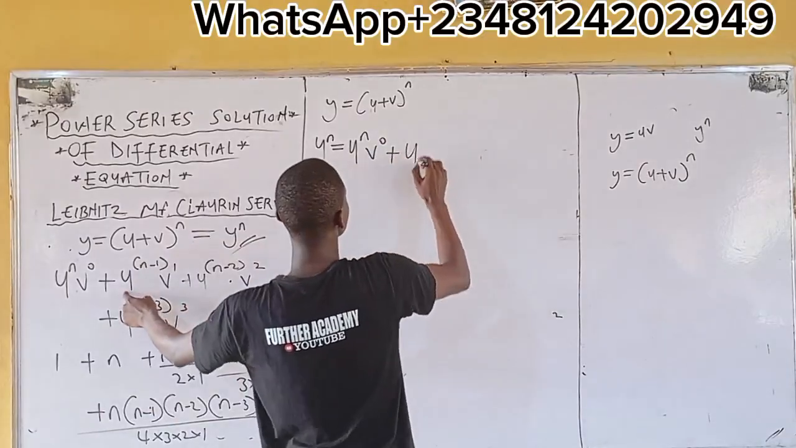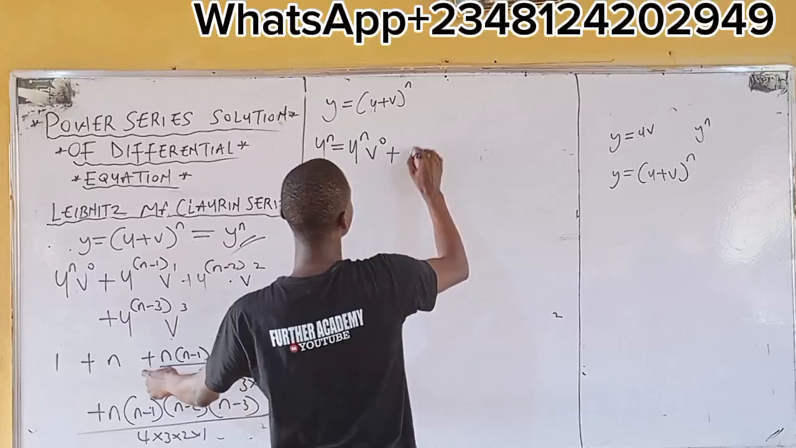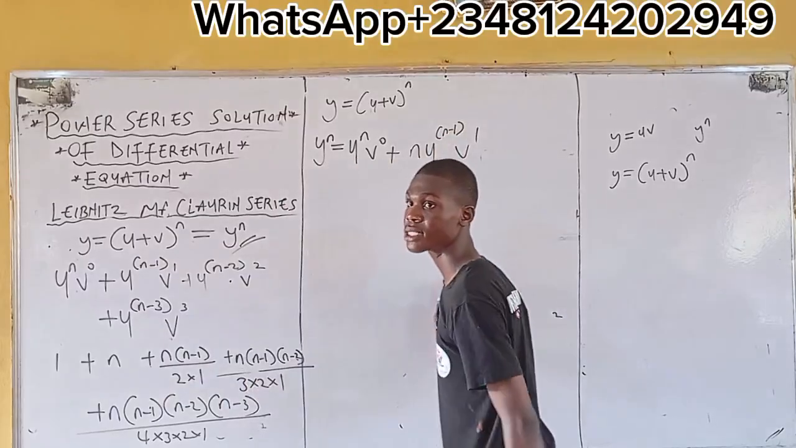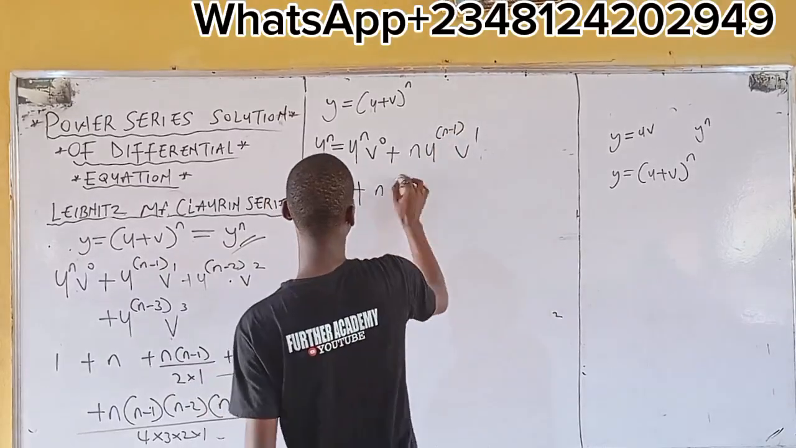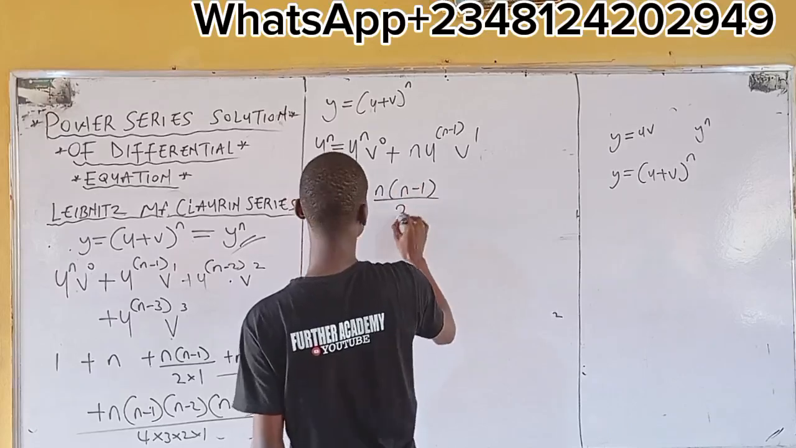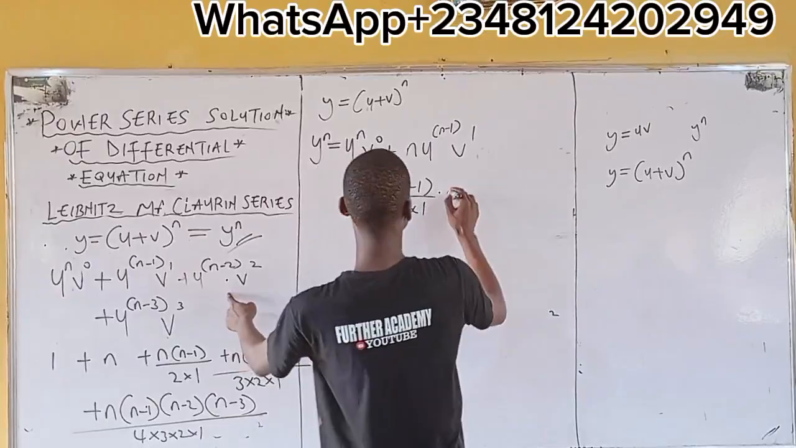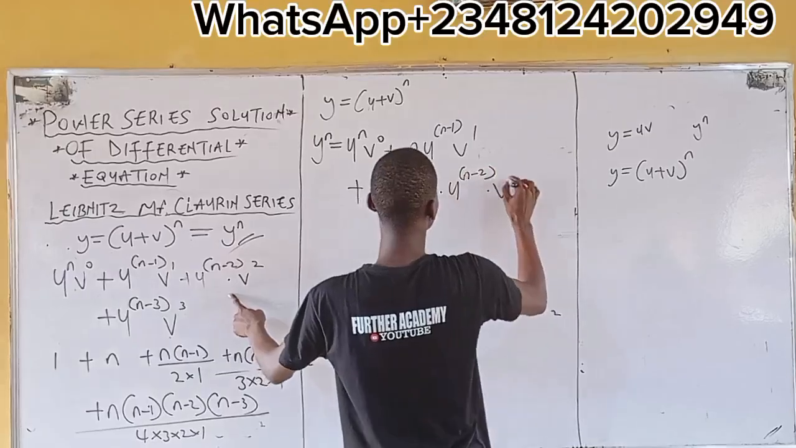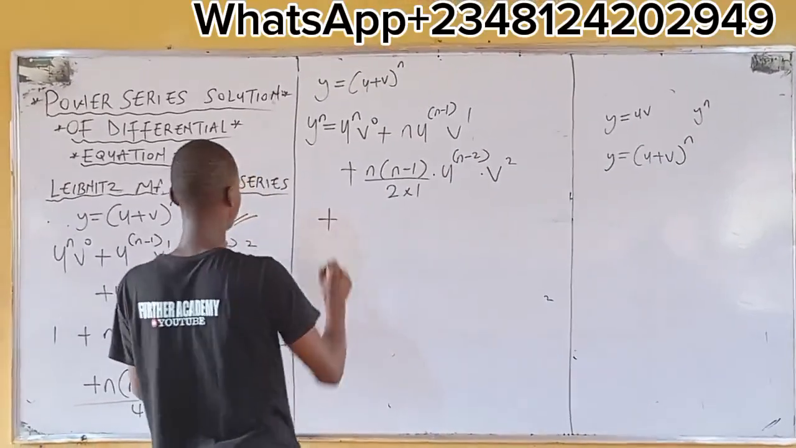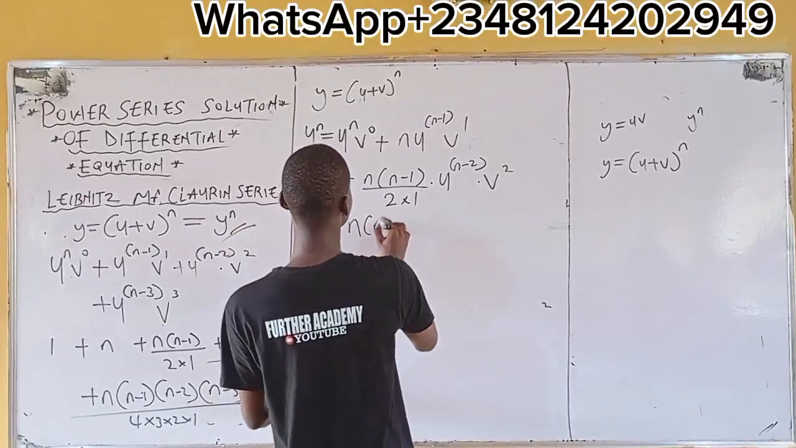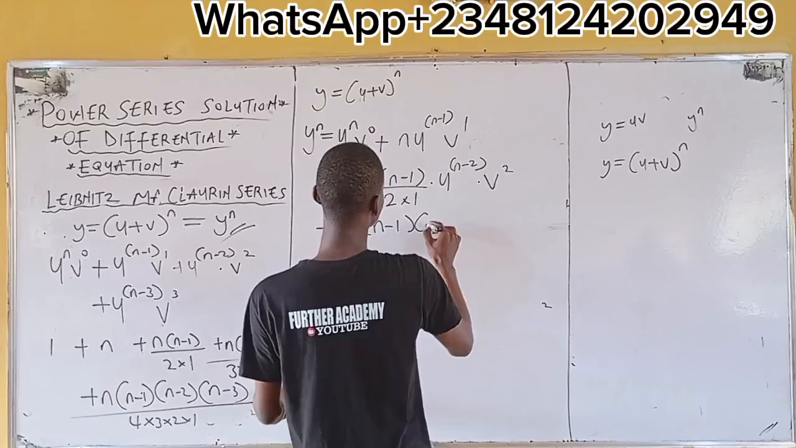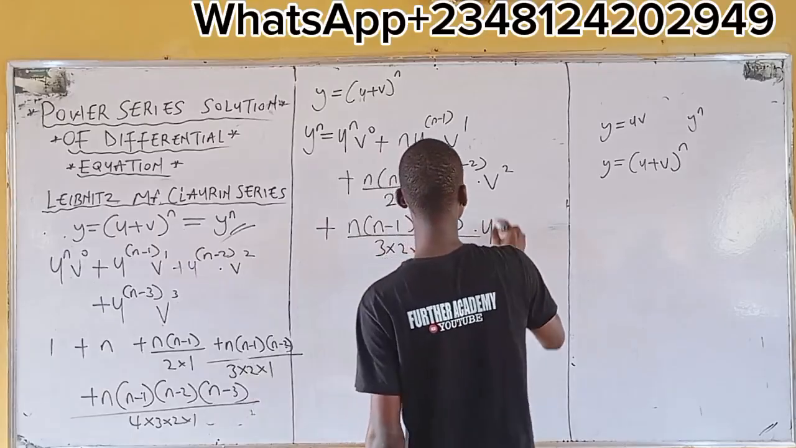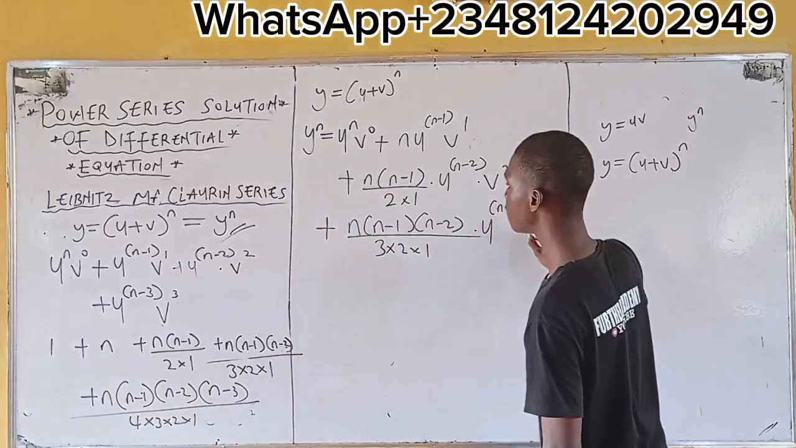Plus n multiplying u raised to the power of n minus 1, v raised to the power of 1, right? Plus n all into bracket n minus 1, all divided by 2 times 1, multiplying u raised to the power of n minus 2, multiplying v raised to the power of 2, right? Plus n all into bracket n minus 1, all into bracket n minus 2, all divided by 3 times 2 times 1, multiplying u all raised to the power of n minus 3, multiplying v raised to the power of 3.